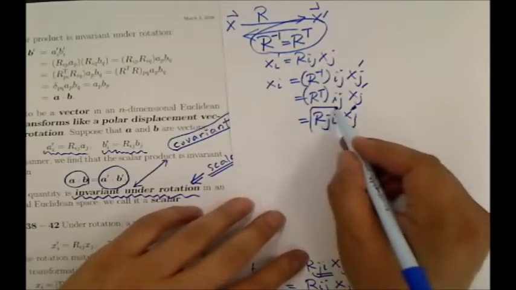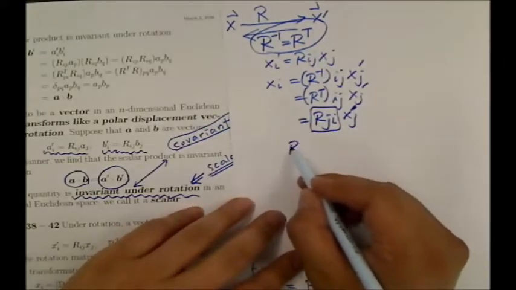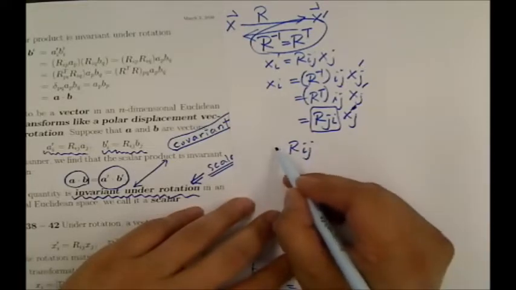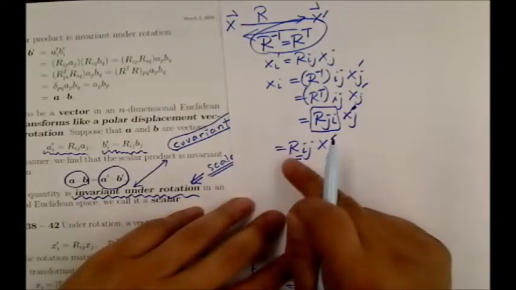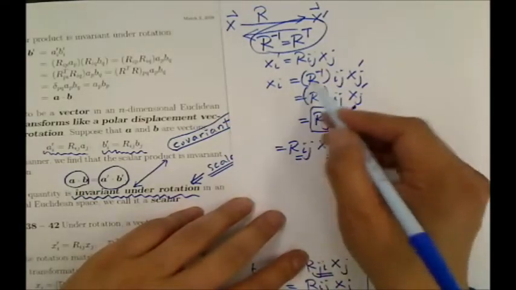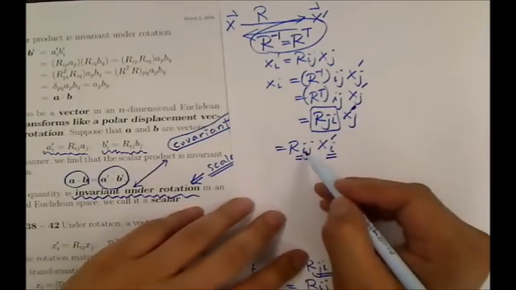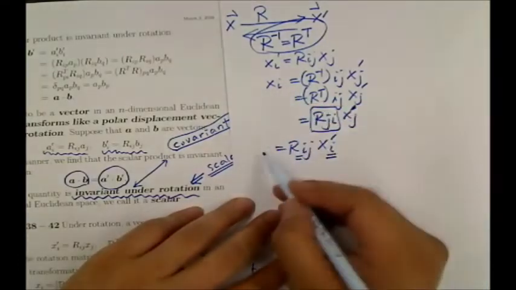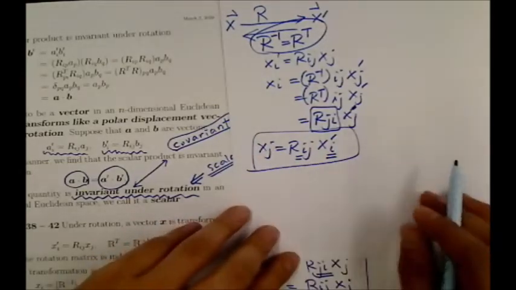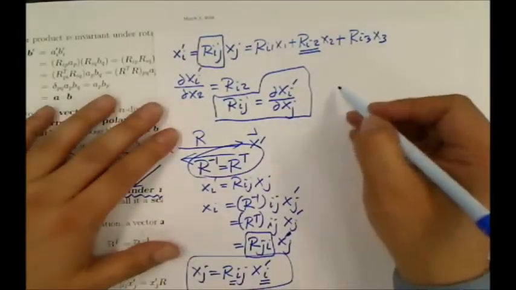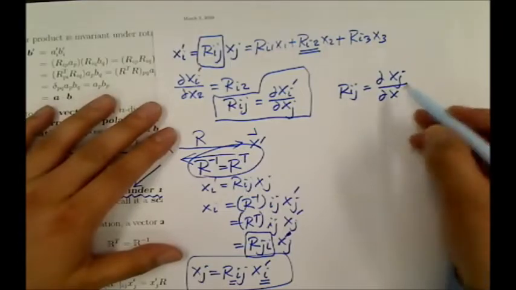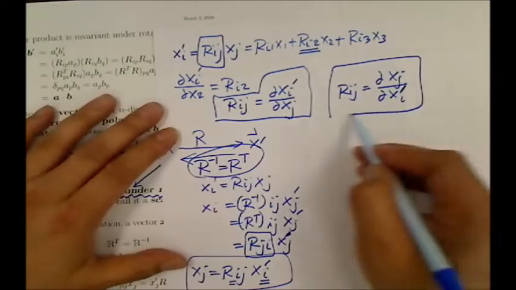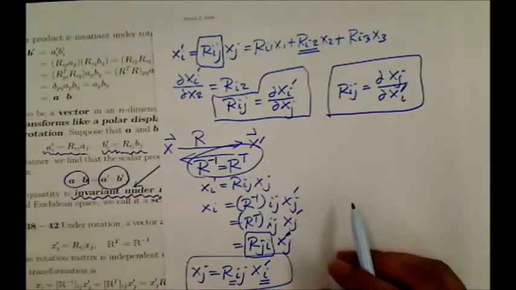Now I want to read off this coefficient. Let me rewrite this one as Rij, then x prime i. You remember that because of the transpose, this index and this index are exchanged: j is replaced with i, and i is replaced with j. Because of this, if I take the partial derivative, what I get is Rij equals the partial derivative of xj with respect to xi prime. This is very important.